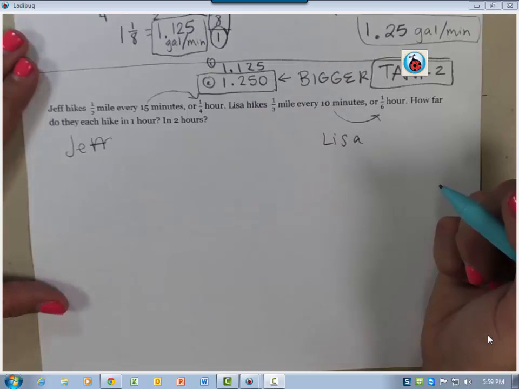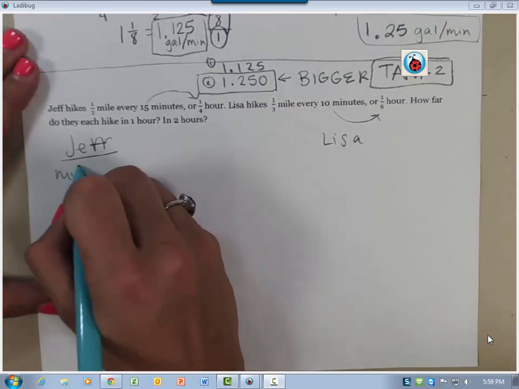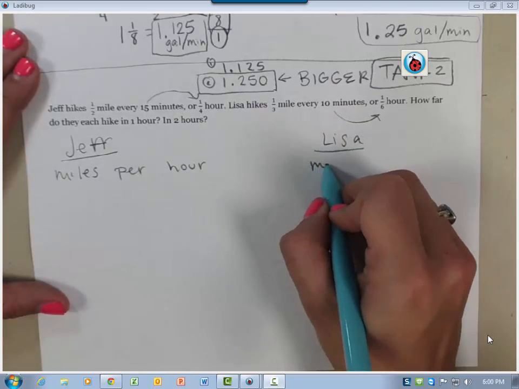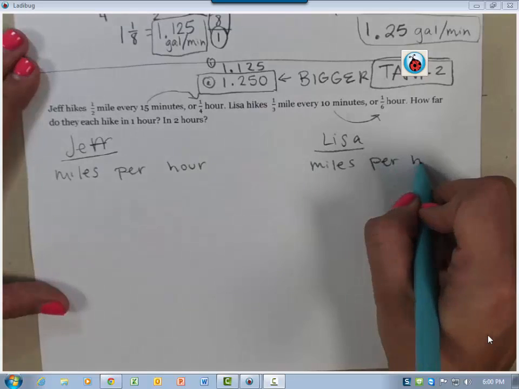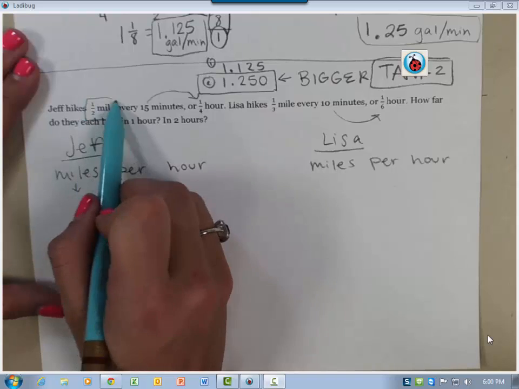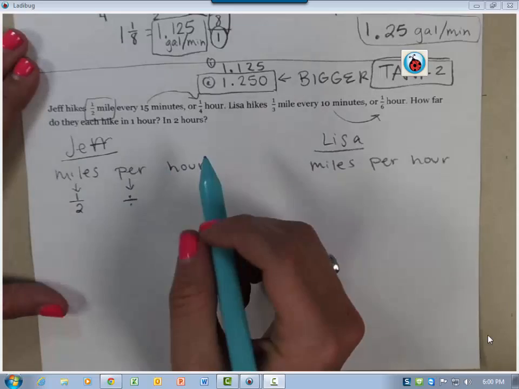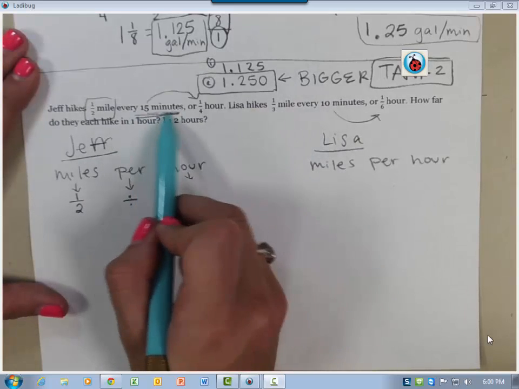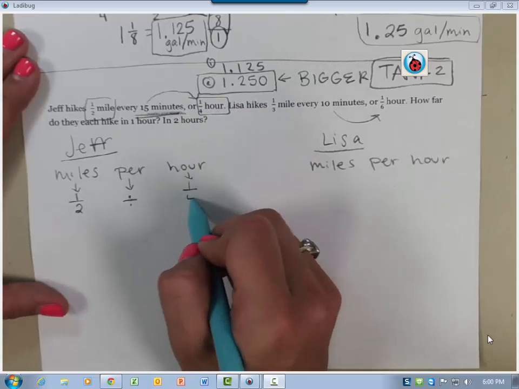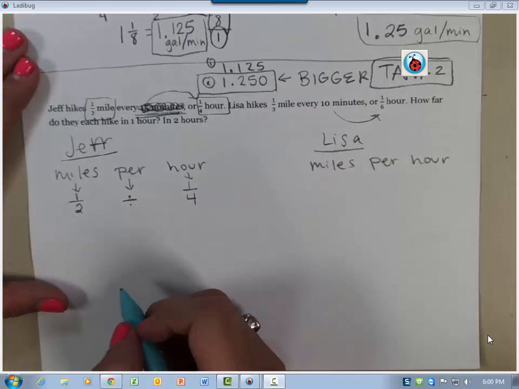So, ready? Pause. Alright, so if you work Jeff out, you should have said miles per hour. Same with Lisa. Miles per hour. Alright, Jeff walked how many miles? He walked 1/2 mile. Per means to divide. In how many hours? Not 15. That's not 15 hours, that's 15 minutes. So I want to look for my hour, which is 1/4. So guess what you get to do to the 15? Bye-bye.